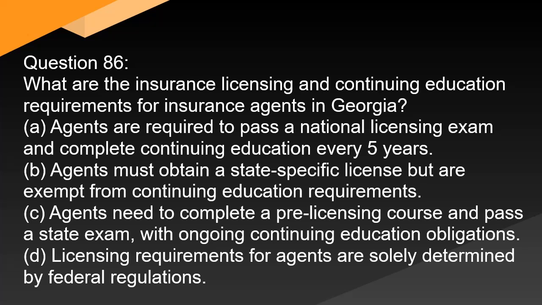Question 86. What are the insurance licensing and continuing education requirements for insurance agents in Georgia? A. Agents are required to pass a national licensing exam and complete continuing education every 5 years. B. Agents must obtain a state-specific license but are exempt from continuing education requirements. C. Agents need to complete a pre-licensing course and pass a state exam, with ongoing continuing education obligations. D. Licensing requirements for agents are solely determined by federal regulations.